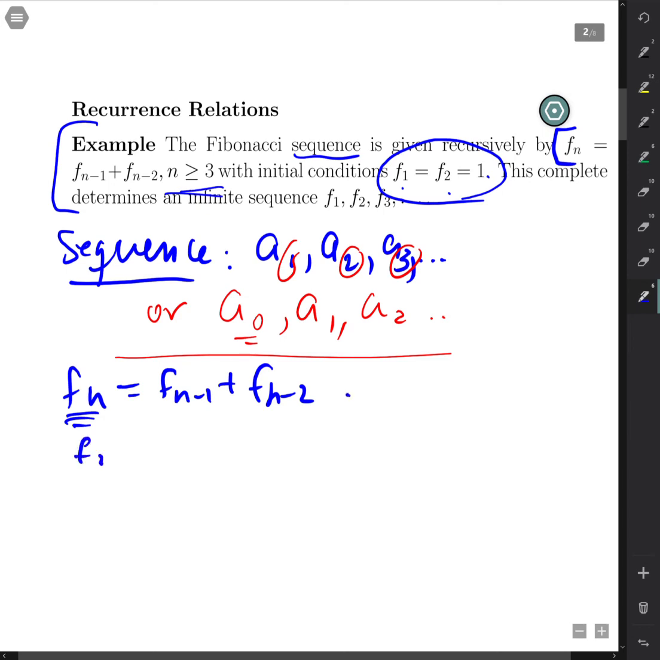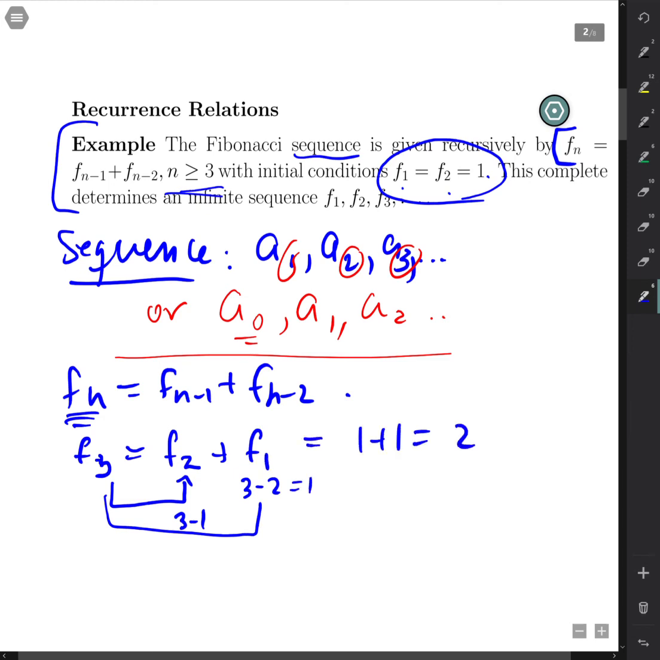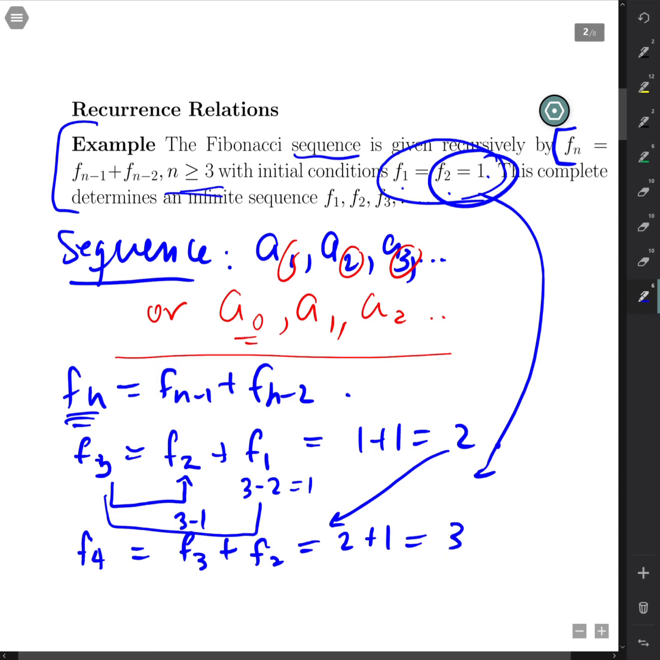So F3 would be F of 3 minus 1, which is F sub 2, plus F of 3 minus 2, which is F sub 1, that's just 1 plus 1, which is 2. In like fashion, F4 is F3, 1 previous, and then 2 previous is F2. F3 is 2, and F2 we were given up here, so that's 1, so we get 3. Then F5, the sum of the previous 2, would be 3 plus 2, which is 5.